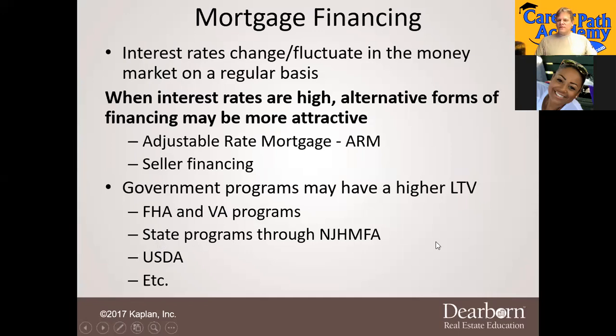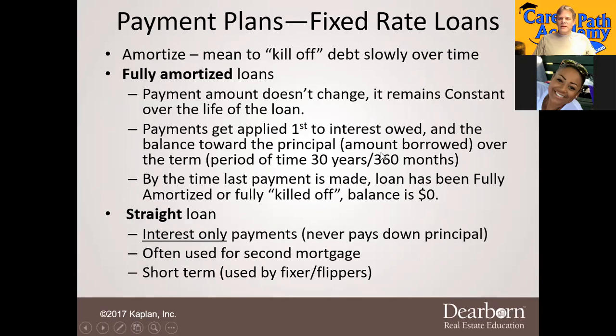Now, there are state programs that are available through the New Jersey Housing Mortgage and Finance Agency, the NJHMFA for short. They have all kinds of attractive financing options with little or no down payment for buyers. The USDA, the United States Department of Agriculture, gives loans to people in rural areas, not just to farmers, but also people who live in rural areas. It is possible that even today, you could still get 100% financing from the USDA. And there are other loan programs available as well, and we're going to get into some of them.